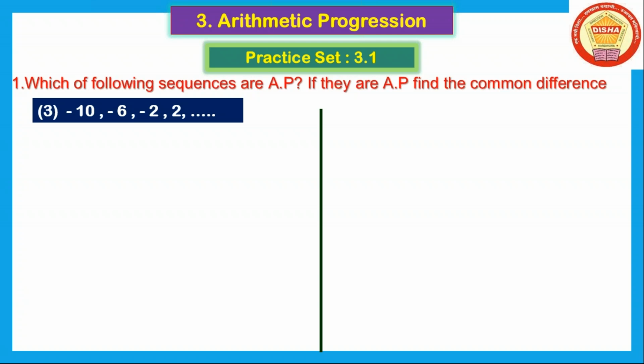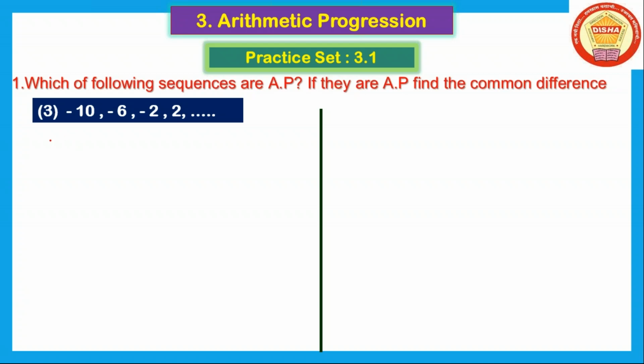Negative 10, negative 6, negative 2, 2. The given sequence is negative 10, negative 6, negative 2, 2. What is the meaning of this? In the given sequence, the terms are arranged in ascending order. Ascending order means a number is added each time. So we find which number is added, meaning we find the difference between two consecutive terms. The question is saying we have to find whether the given sequence is an AP or not.